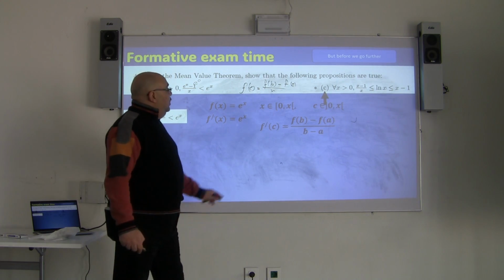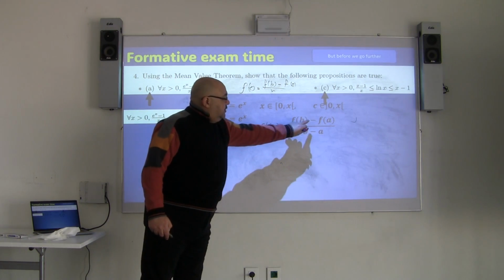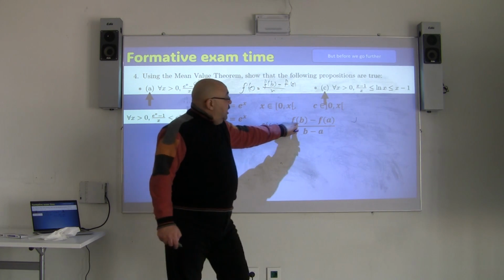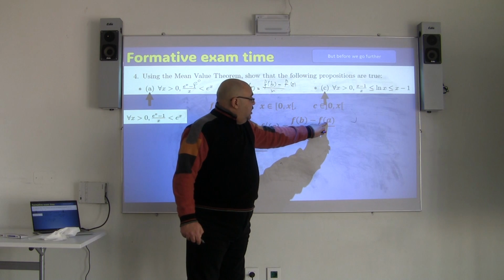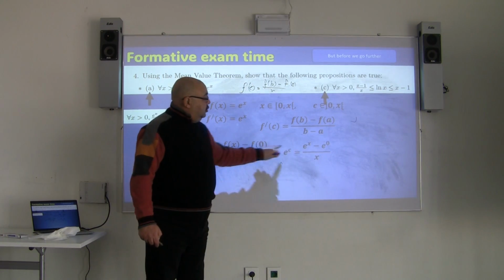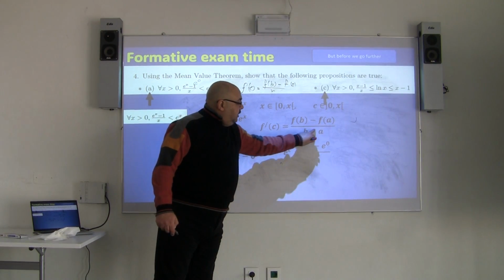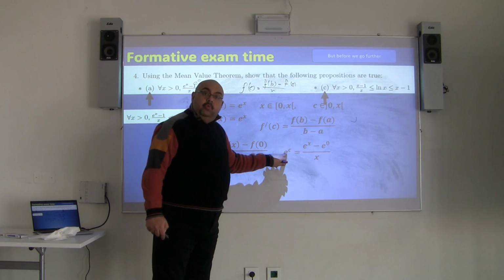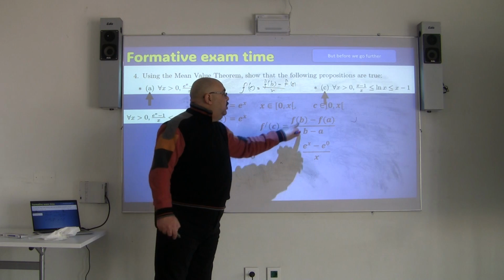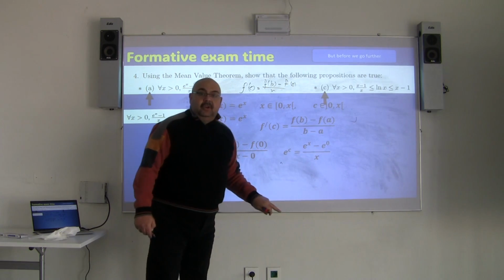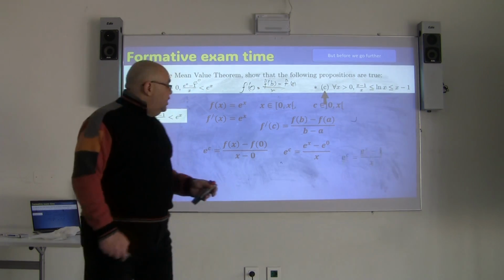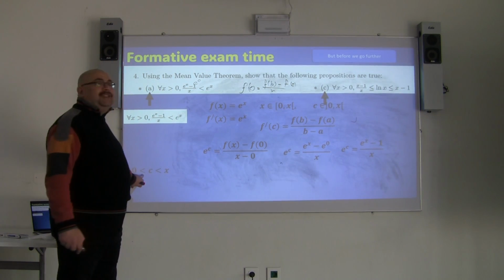So f dash c equals (f of b minus f of a) divided by (b minus a). f of b is e to the power of x. f of a is e to the power of 0. As I told you, e to the power of 0. x minus 0, that's the relation which is connected to e to the power of c. Once more, c within the interval. c belongs to this interval. What's the meaning of c belongs to this interval? It's greater than 0 but less than x. This is how to get the inequality.